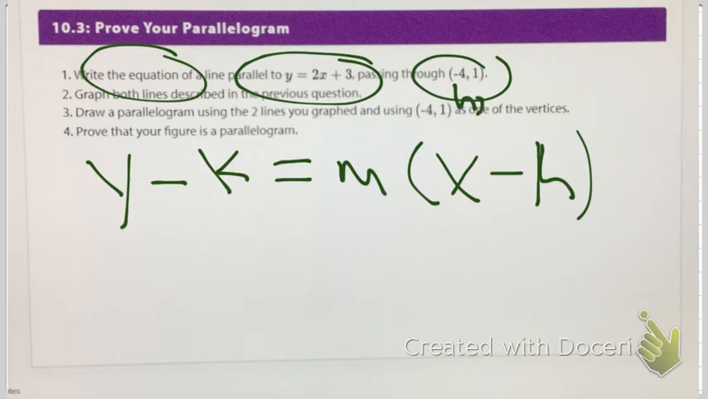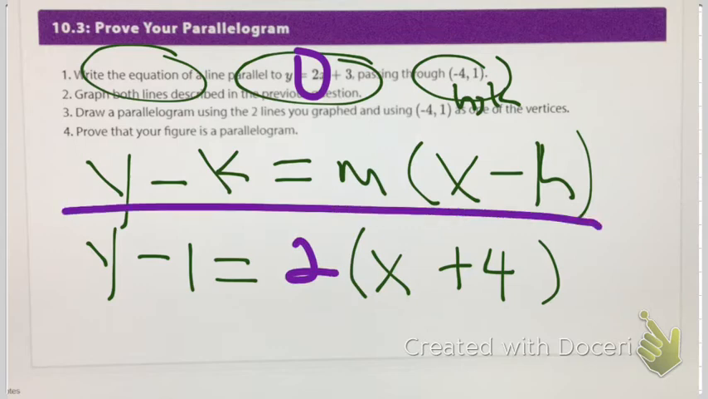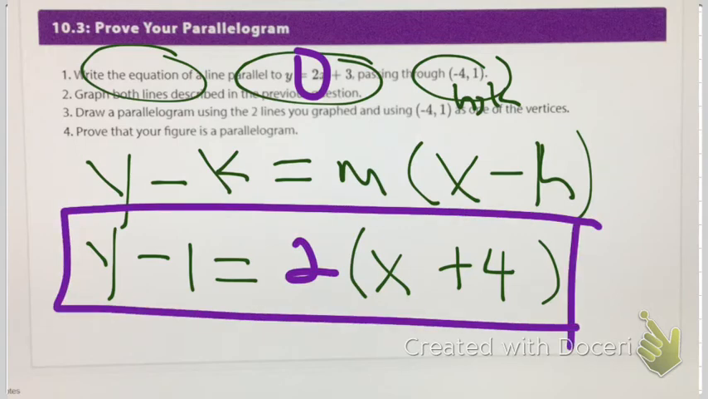So h is negative 4, k is negative 1. So here we go. We're just going to rewrite it. Y minus 1 equals. It says that the slopes are the same, so hold on the slope for a minute. Let's just get the x here. That's x minus negative 4, so we're just going to say x plus 4. And it gave me the slope over here of 2. So that means the slope is still 2. I don't know how to make that any easier because that's it in this case.